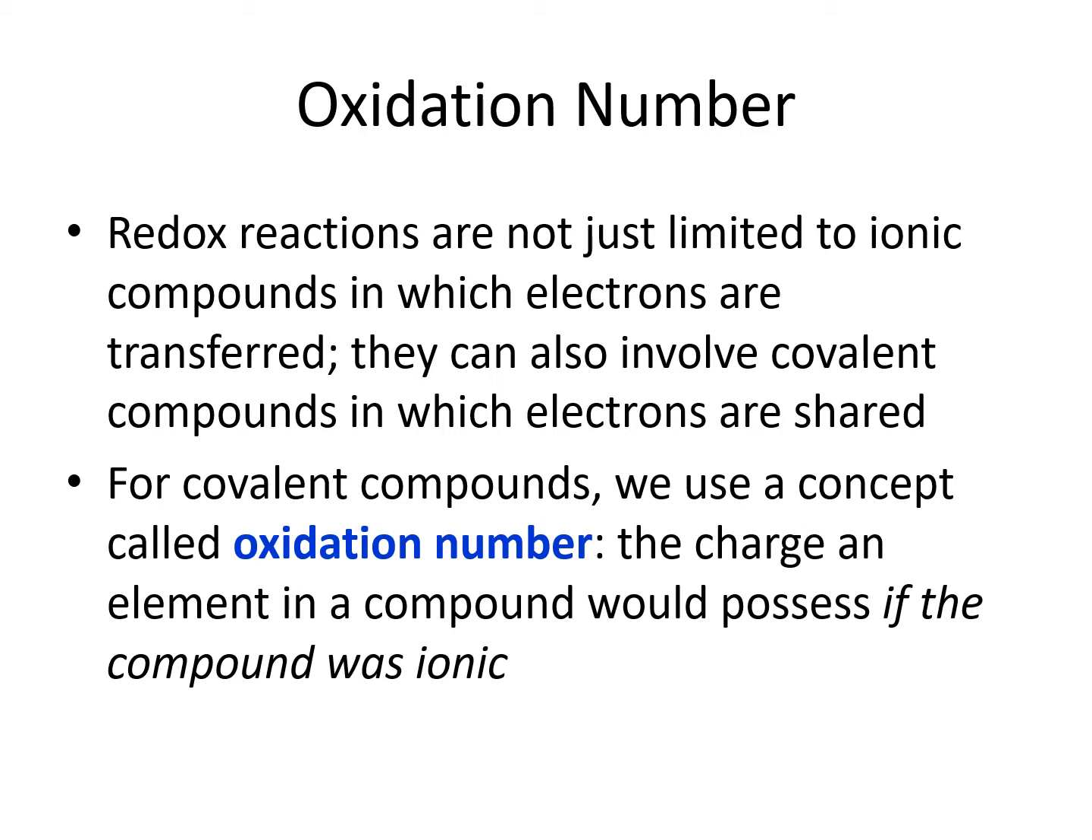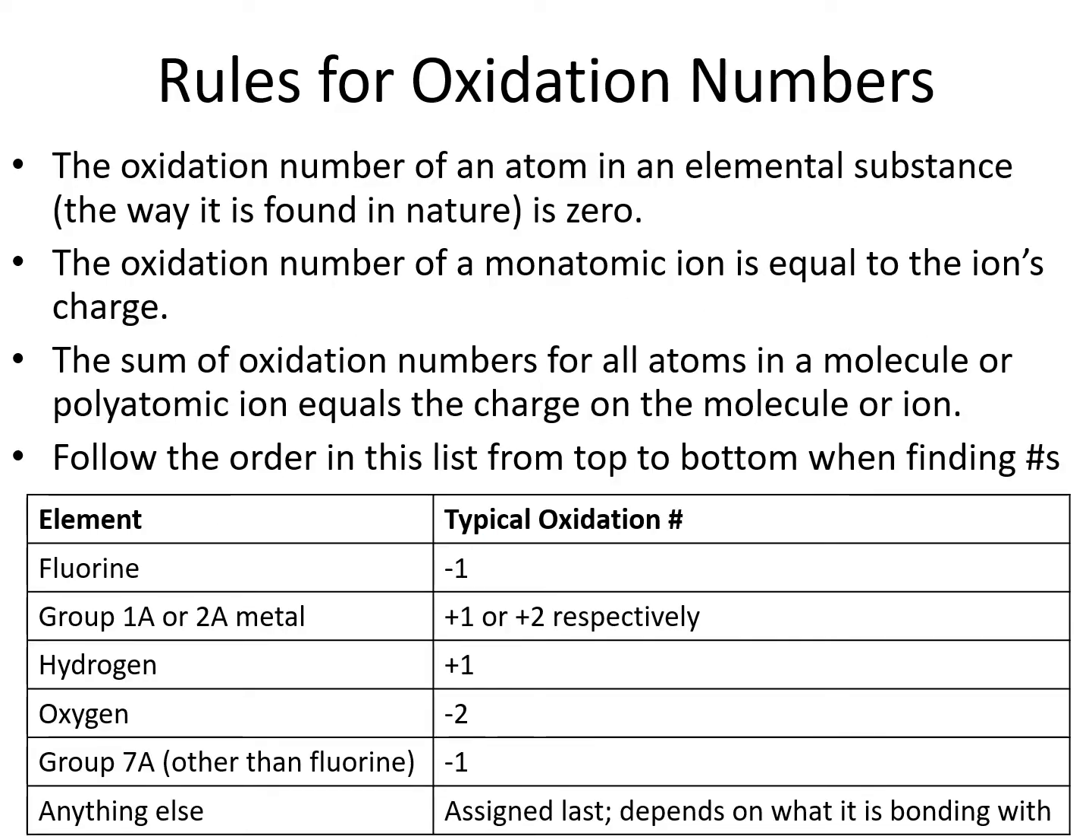But for covalent compounds, it's a little trickier to figure out which thing is oxidized and which thing is reduced. To do that, we're using a concept called the oxidation number. The oxidation number is the charge that the element in the compound would have if the compound were ionic. We have a set of rules for determining the oxidation number. This set of rules is really important. You're basically just going to have to memorize this slide.